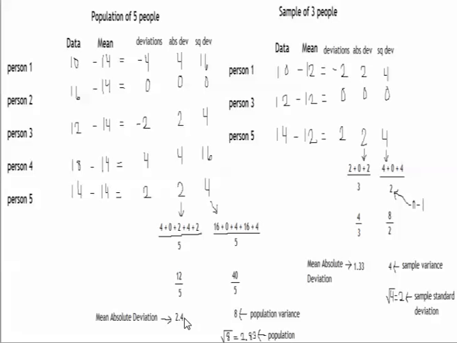To get the mean of the absolute deviation column, you add the absolute deviations and divide by the number of absolute deviations. There's 5 of them, which is why you divide by 5.